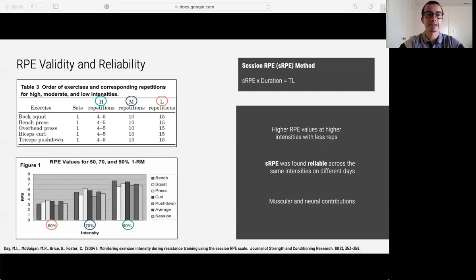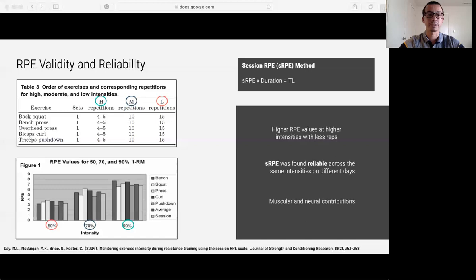Now, if we look at the green circle, that's the higher intensity group, so 90%, 4 to 5 reps. Medium intensity, 10 reps at 70%. Low intensity, 15 reps at 50%. Now, if we look at Figure 1 on the bottom and we look at 90%, we see that the 90% sessions had higher RPE values compared to 70 and 50%. Now, the 50% group at 15 reps did perform more total work in these sessions compared to the 70% and 90%. But even though they did complete more work, their RPE values are lower. So we've got to keep that in mind when we're looking at RPE values.